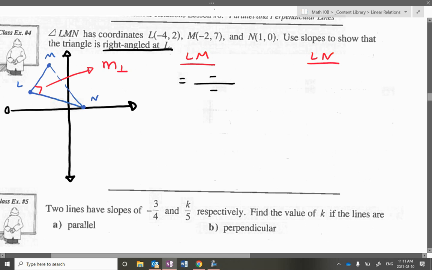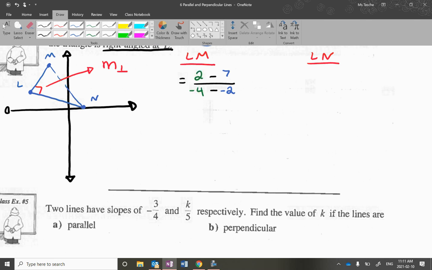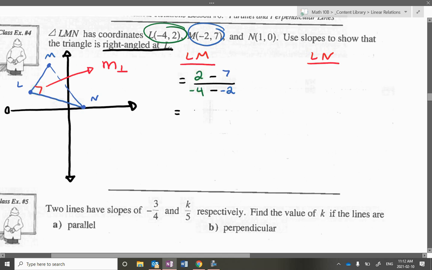So our 2 subtraction signs. Let's do point L first. It doesn't actually matter the order you do your 2 points. Like I could have done M first. So Y is my numerator, -4 my denominator. 7 in my numerator, -2 in the denominator. 2 minus 7 gives us -5. -4 plus 2 still gives us a negative, but only 2. Negative divided by negative gives us a positive 5/2.